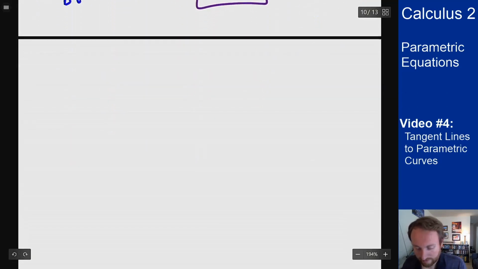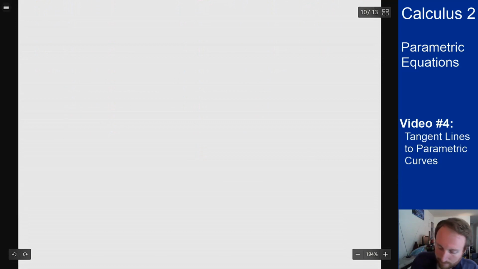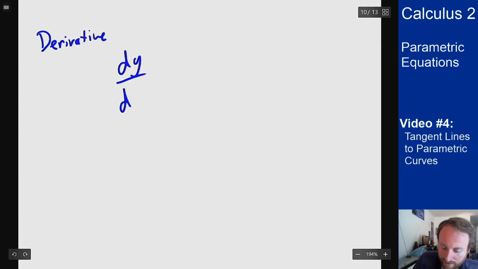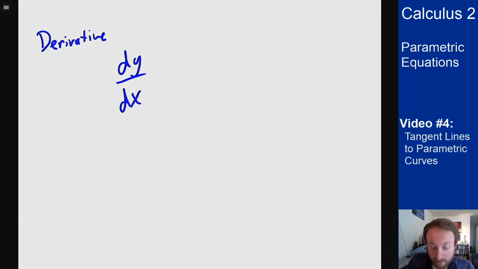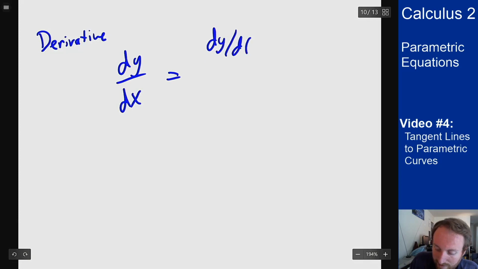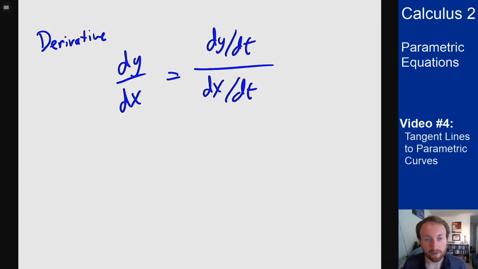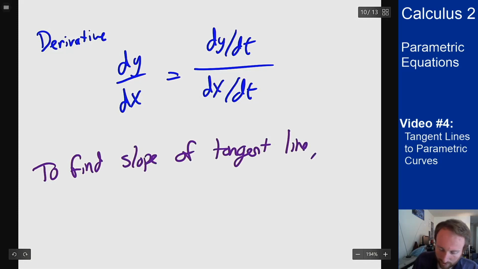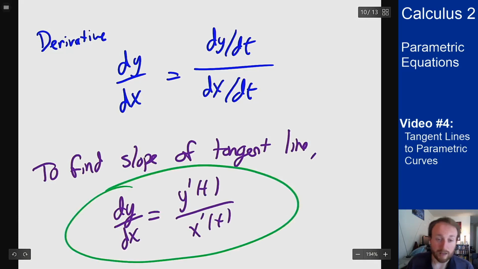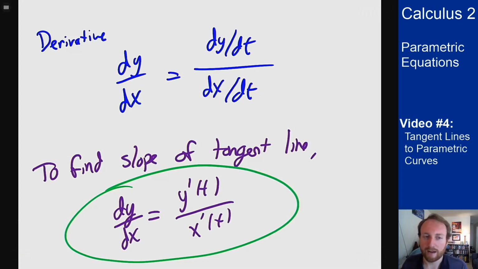Another way to think about this is the fact that the derivative is dy dx. And what I get from what I said above is the same thing as taking dy dt and dividing by dx dt. So in a sense, again, we get this fraction where the dt's will cancel out. So the point here is, to find the slope of the tangent line, you want your derivative dy dx is y prime over x prime. And plugging in the value of t, remember in this case everything's a function of t, that'll give me what I need to find the slope at that point, and I can then use the point x of t and y of t to then give me the actual tangent line.